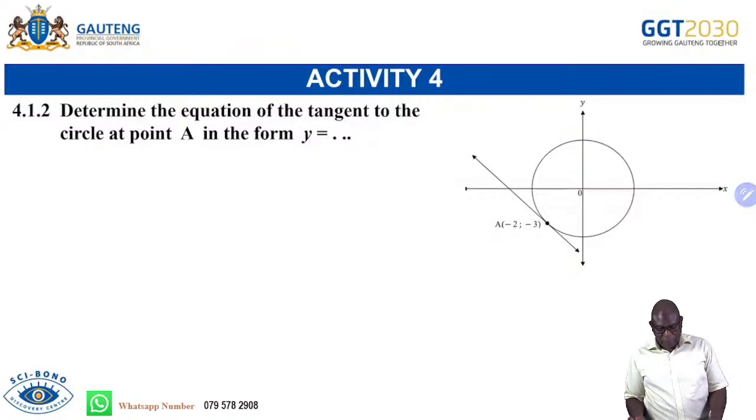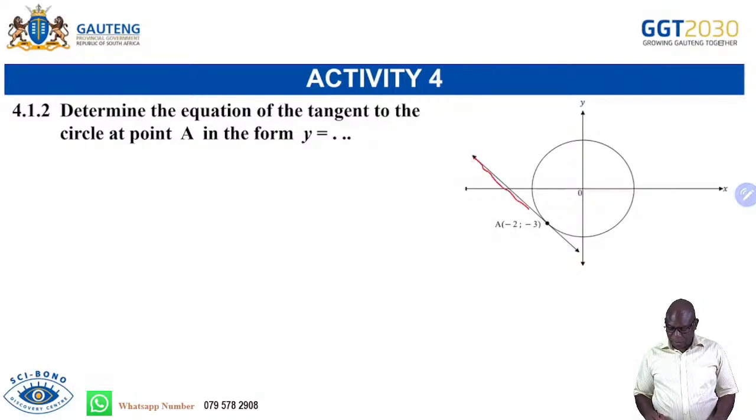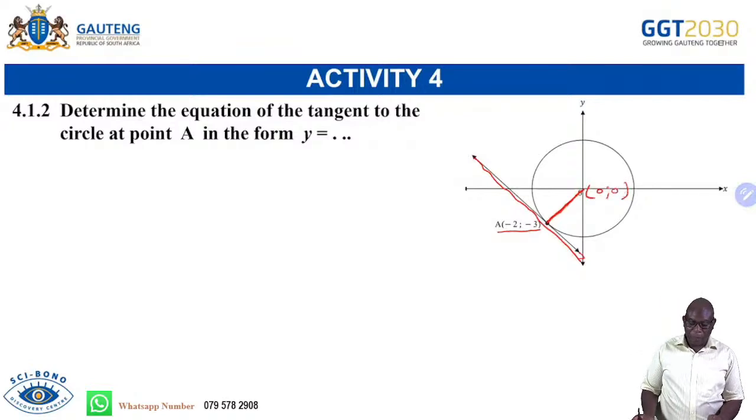4.1.2 says determine the equation of the tangent. So here is the tangent, and it passes through the point A. Here is our radius. The centre here is (0; 0). Now we need to find the equation of the tangent to the circle at point A in the form y equals. Firstly, I need the gradient of OA so that I can get the gradient of the tangent, which is perpendicular to it.